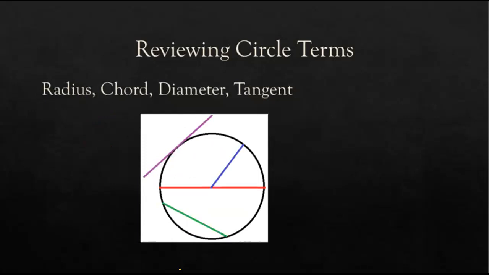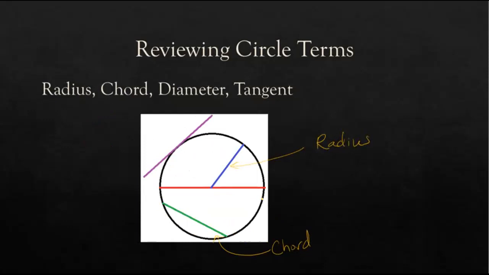Which one is a radius? The blue one. This is our radius. It goes from the center to the outside of the circle. Which one is a chord? The green one. A chord goes from one side of the circle to another. It does not have to pass through the center.